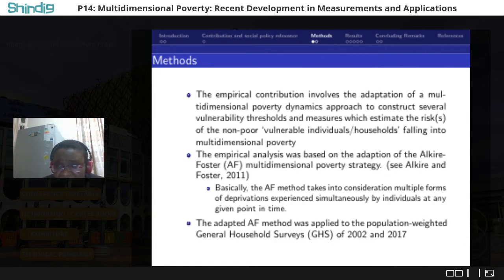We adapted the Alkire-Foster method to the population-weighted General Household Surveys of 2002 and 2017. That's the South African household survey. So we tried to see the changes that have taken place over time in the proportion of those people that are vulnerable to multidimensional poverty, those that are actually poor, and those that are living in chronic poverty, using the General Household Survey data. Next slide, please.